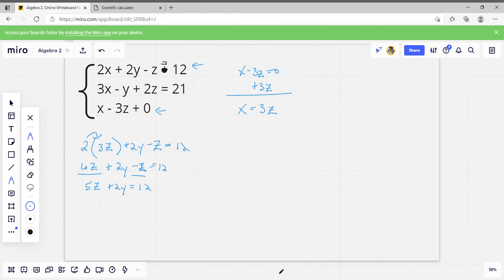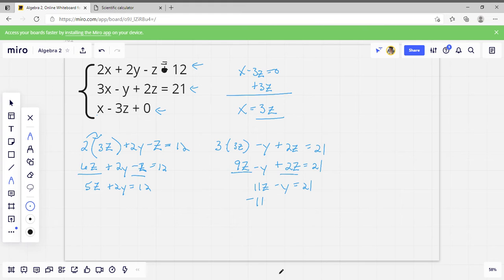I can't really solve for one or the other on that one, so you may run into that. So let's try plugging this x value into this middle equation. So I've got 3x, which is 3z, minus y plus 2z equals 21. That'll be 3 times 3, 9z, minus y plus 2z equals 21. Now I can put these two together. That'll be 11z minus y equals 21.